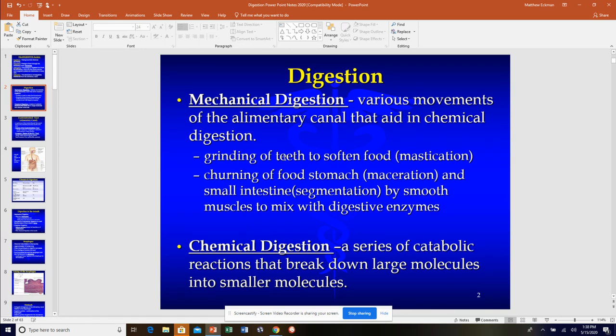Now, throughout this whole process, we also have chemicals and enzymes that help us take big macromolecules and break them down into small materials that we can digest and absorb into our bloodstream. And that's chemical digestion. So both these types of digestion work together to get our food down to the smallest particle.